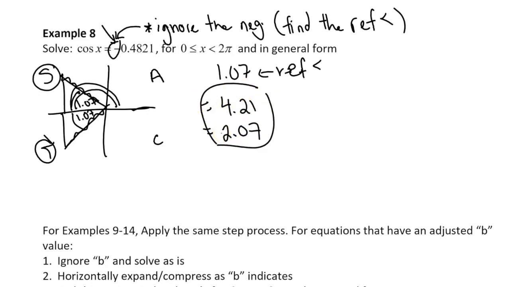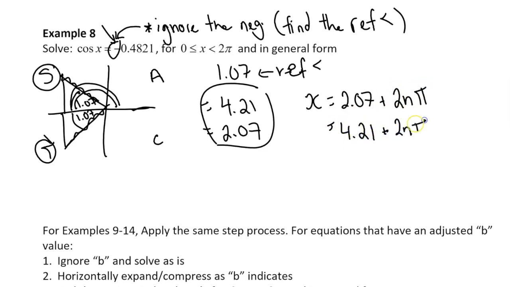And then if they wanted us to find the general solution, we could always say that x equals 2.07 plus every 2n pi, or 4.21 plus every 2n pi, where n is an integer, and that would be our general solution. And as a final way of looking at this, let's go to our graphing calculator and put in for y1 cos x and for y2 negative 0.4821.